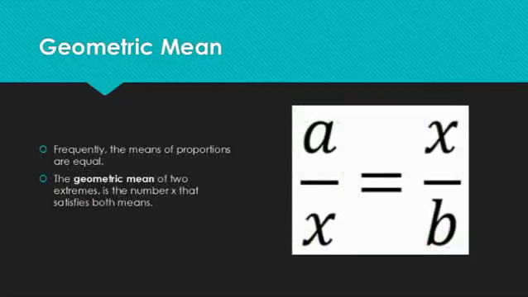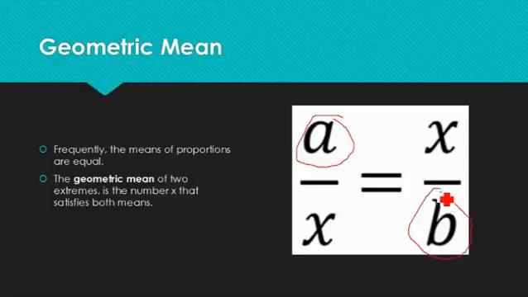Frequently, the means of proportions are equal. If the means are equal in a proportion, that's what we call a geometric mean. So the geometric mean of two numbers, let's say the two extremes are A and B, is the value of x that makes this proportion equal.